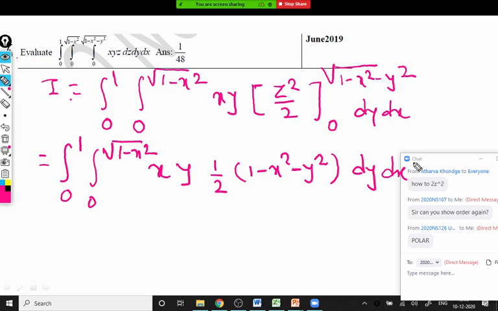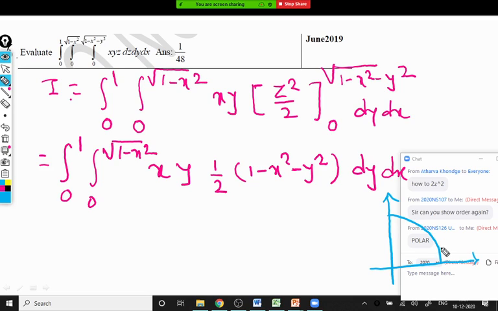Yes, you are saying polar form, the correct answer. We should go to polar because you will observe this is the equation of a circle: y equal to root of 1 minus x square, that is x square plus y square equal to 1, a circle. So right now the simplest method for the region of integration is the polar form. If you go in Cartesian, that is also correct. I'm not saying that is wrong.